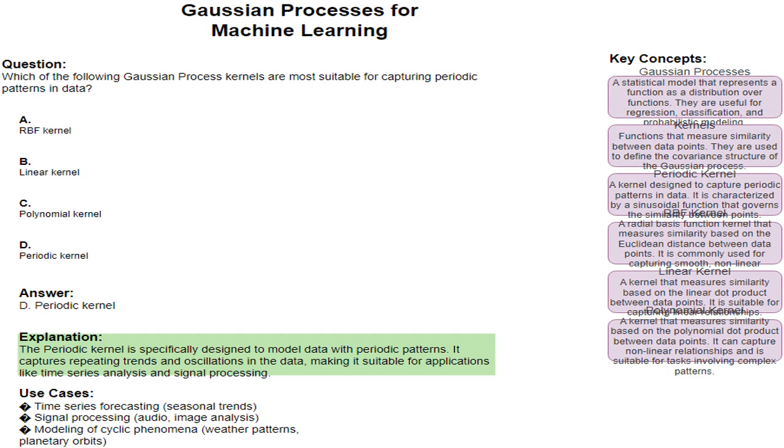The polynomial kernel measures similarity based on the polynomial dot product between data points. It can capture nonlinear relationships and is suitable for tasks involving complex patterns. But it's not specialized for periodic patterns. False. The periodic kernel is specifically designed to model data with periodic patterns.